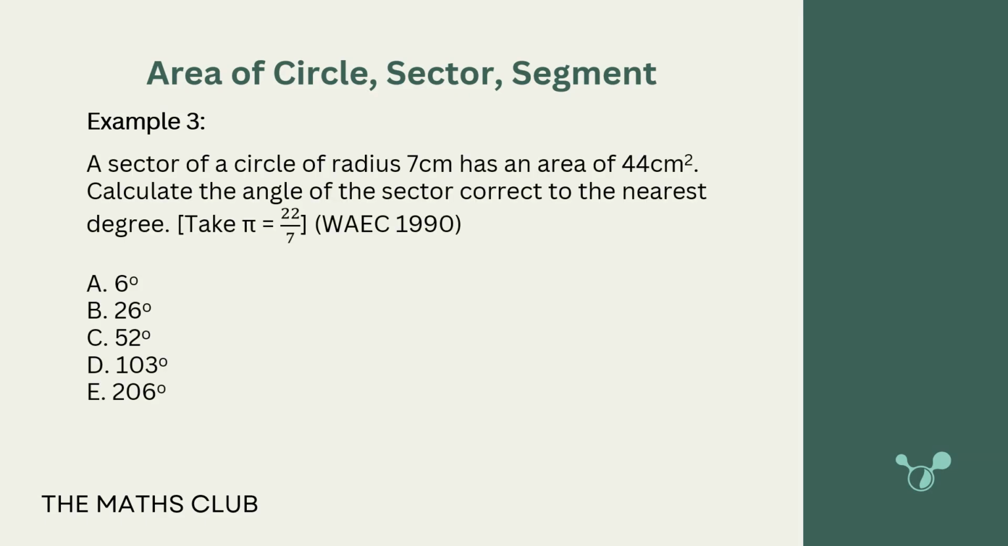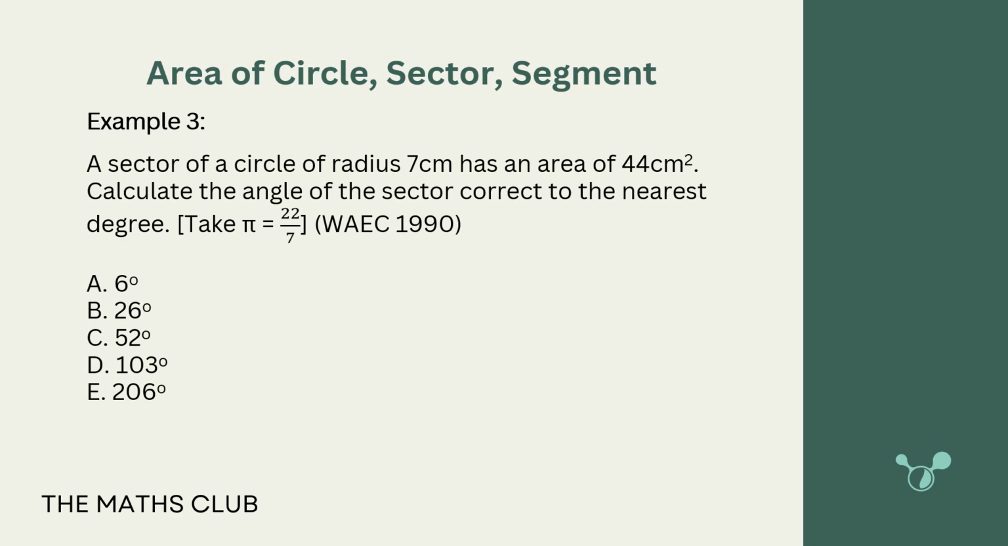Example 3 says that a sector of a circle of radius 7 centimeters has an area of 44 centimeters squared. Calculate the angle of the sector correct to the nearest degree. Take pi to be 22 over 7. This is taken from WAEC 1990. I want you to pause the video and try this out yourself.